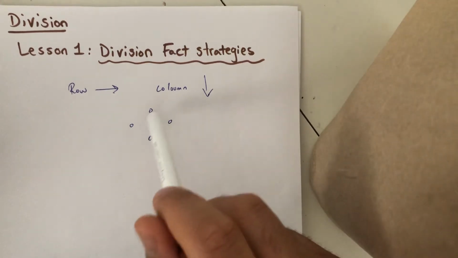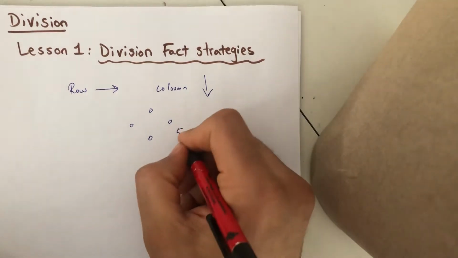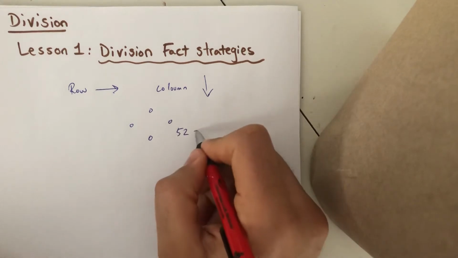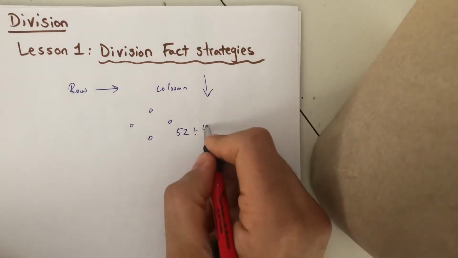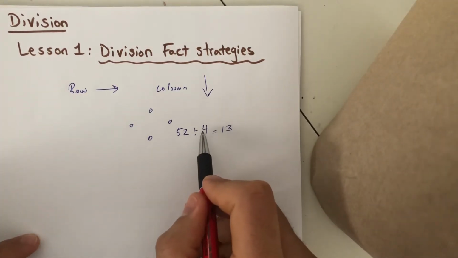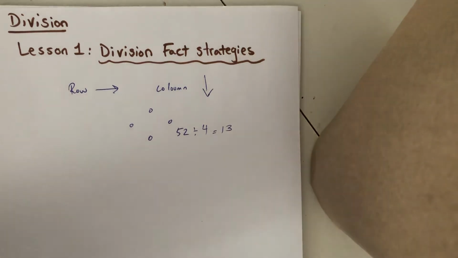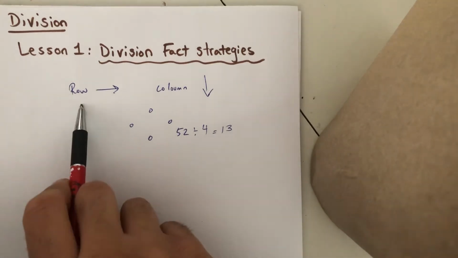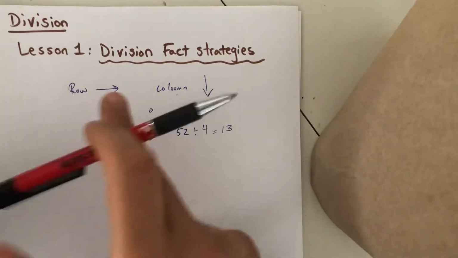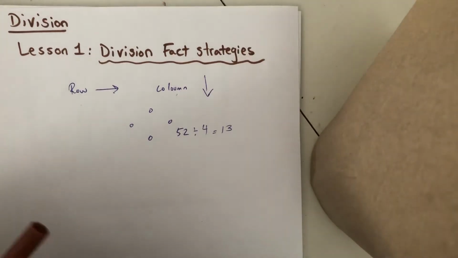So 4 people, 13 cards each, and the deck had 52 cards. So it would be 52 divided by 4 people. The answer is going to be 13. So I've given those 52 cards to 4 different people, and I found out that each person ended up with 13 cards. Also in this lesson, we'll be looking at rows and columns. Rows go from left to right or from right to left. Columns go up and down or down and up, in finding an answer for division.